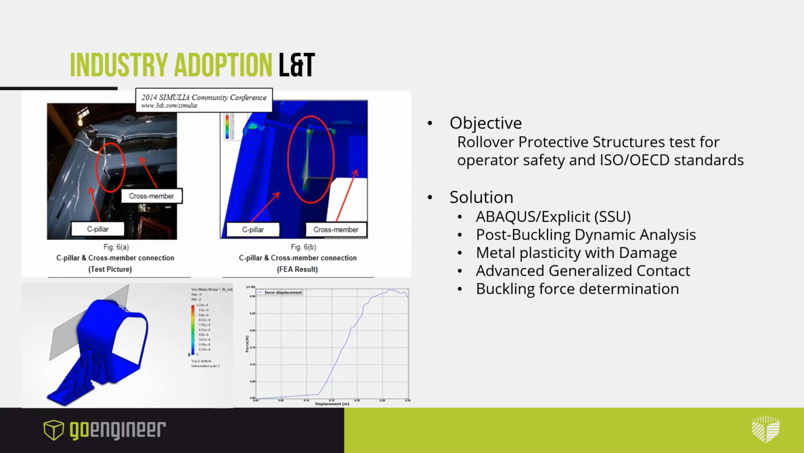This is where the explicit solver from Abaqus was a perfect case to execute this dynamic scenario, incorporating the post-buckling, the metal plasticity, the multiple points of contact that are set up during the analysis, as well as determining the buckling force during the ROPS test.